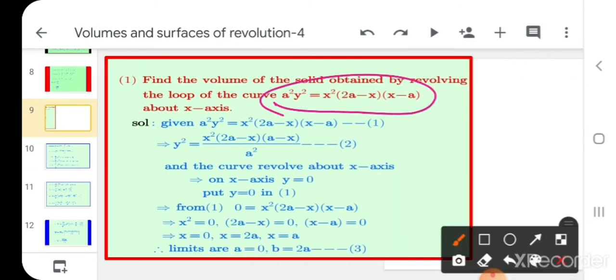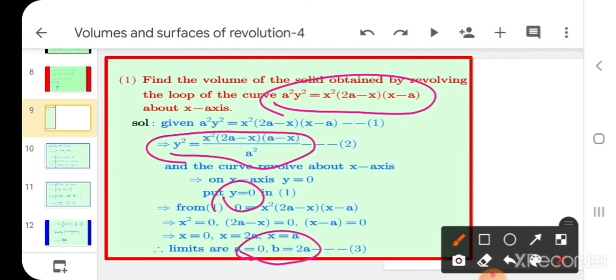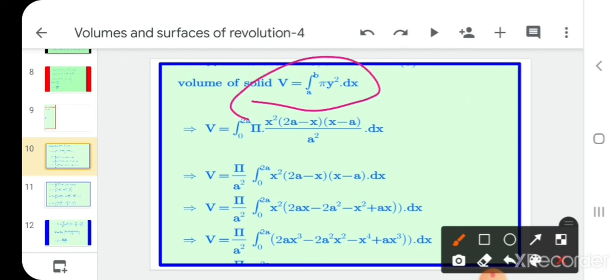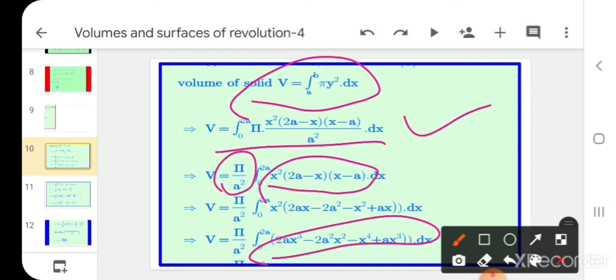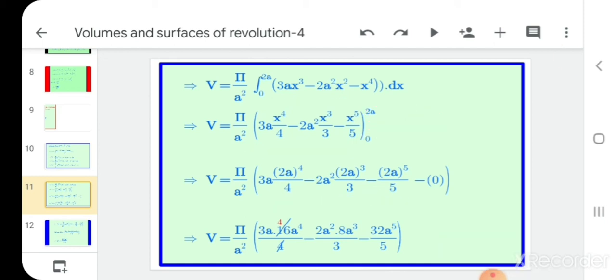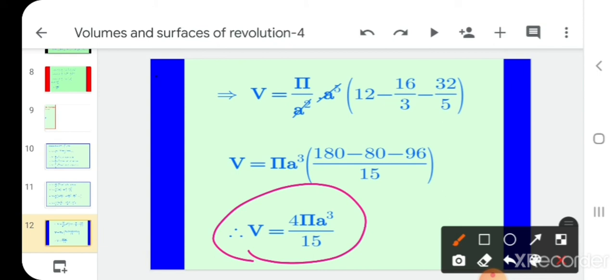See, this is the loop. From this we write the y square value, and we have to find the limit values a comma b. For this, the curve revolves about the x-axis, so I substitute y equals 0. What limits do we get here? 0 and 2a. Now I have all the values. So I write the formula of volume of solid, integral a to b pi y square. Then I substitute all values, write the constant outside and multiply these 3 terms. We get this equation. After getting the equation, we integrate and substitute the limit values 2a and 0. Then we get the volume V equals 4 pi a cube by 15.